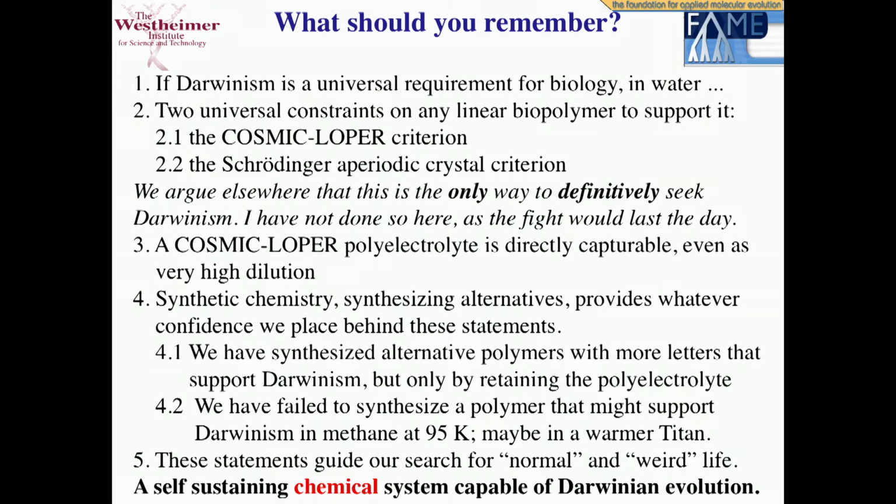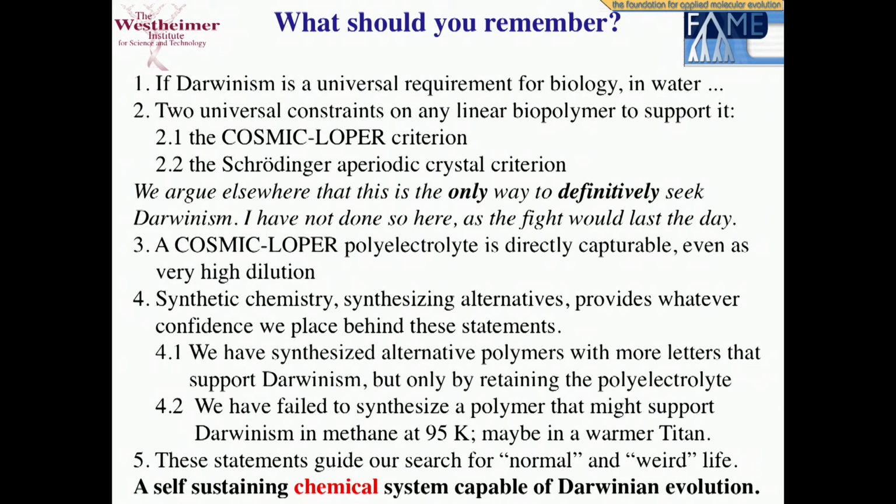So what should you remember from this talk? If Darwinism is a universal requirement for biology and water, there are two universal constraints on any linear biopolymer to support it. The first is the cosmic Loper criterion: this polymer has to have stable physical properties with respect to informational change in structure. The second is the Schrödinger aperiodic crystal criterion. That is, they have to all fit. We argue elsewhere that this is the only way to definitively seek Darwinism. Now, I don't argue that today because the fight would go well into the evening.